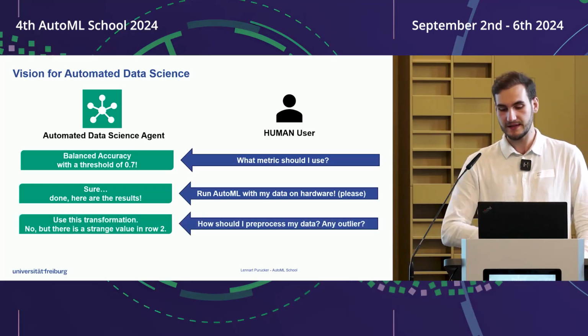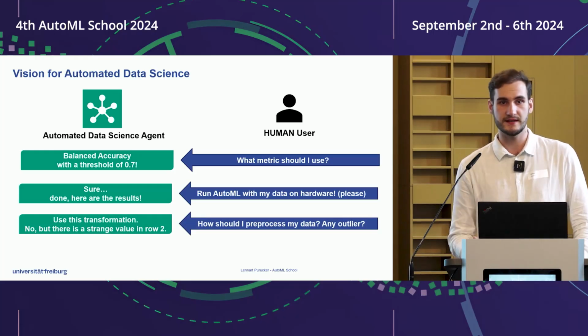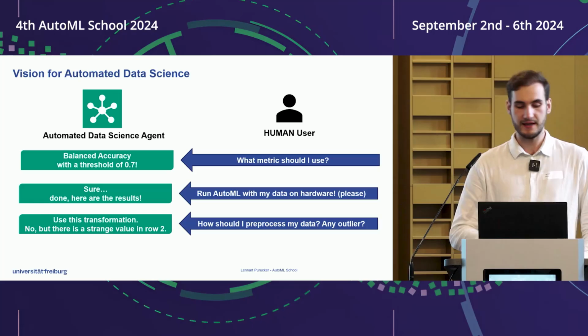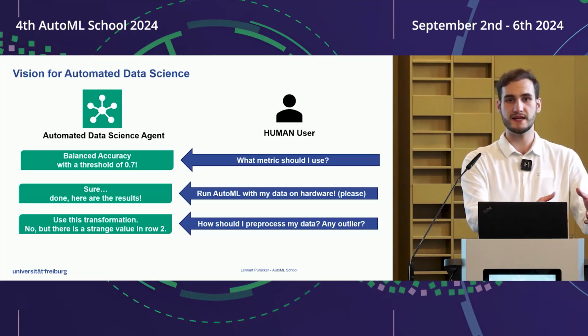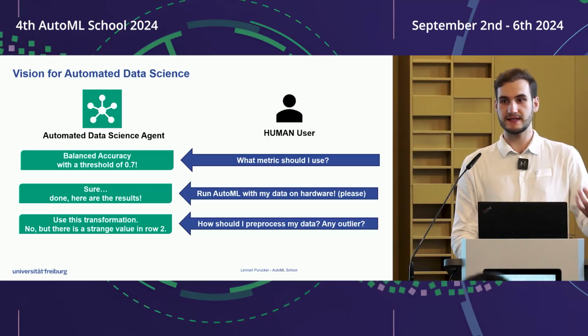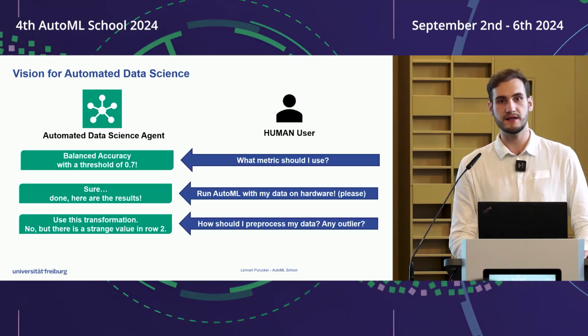And another one is, right, how should I pre-process my data? Talking about data essentially with an LLM or with an agent. And it really tells you, okay, you should use this transformation and you should be careful of this thing in your data. And it should be able to do all of these things, again, because it really just needs to act as an intermediary for a lot of the tools we already have.